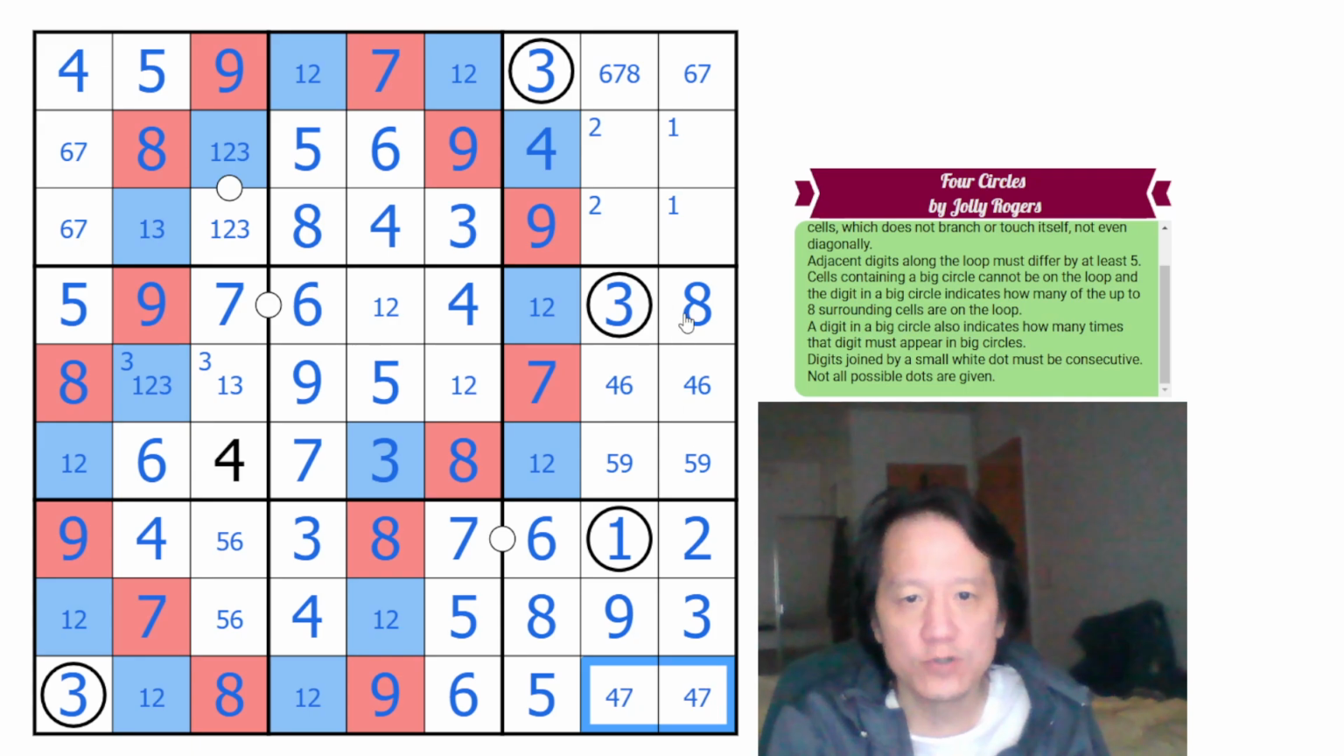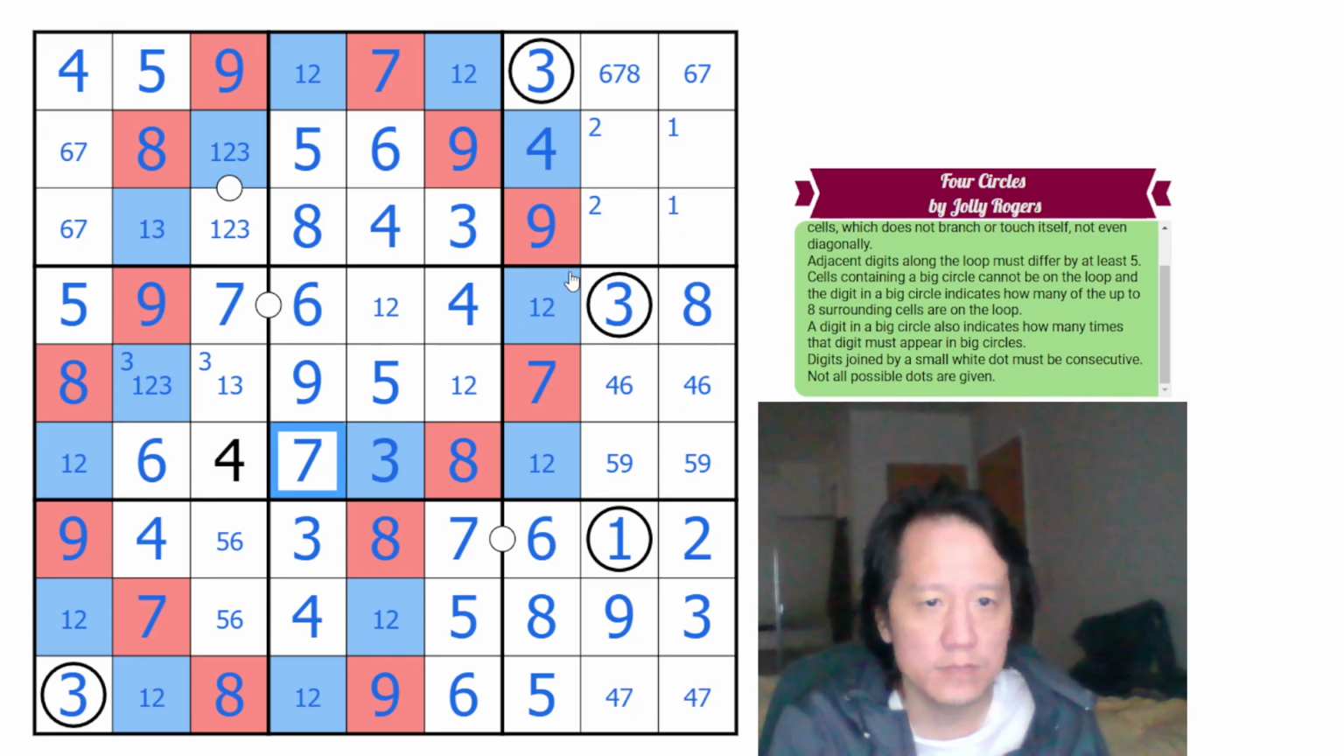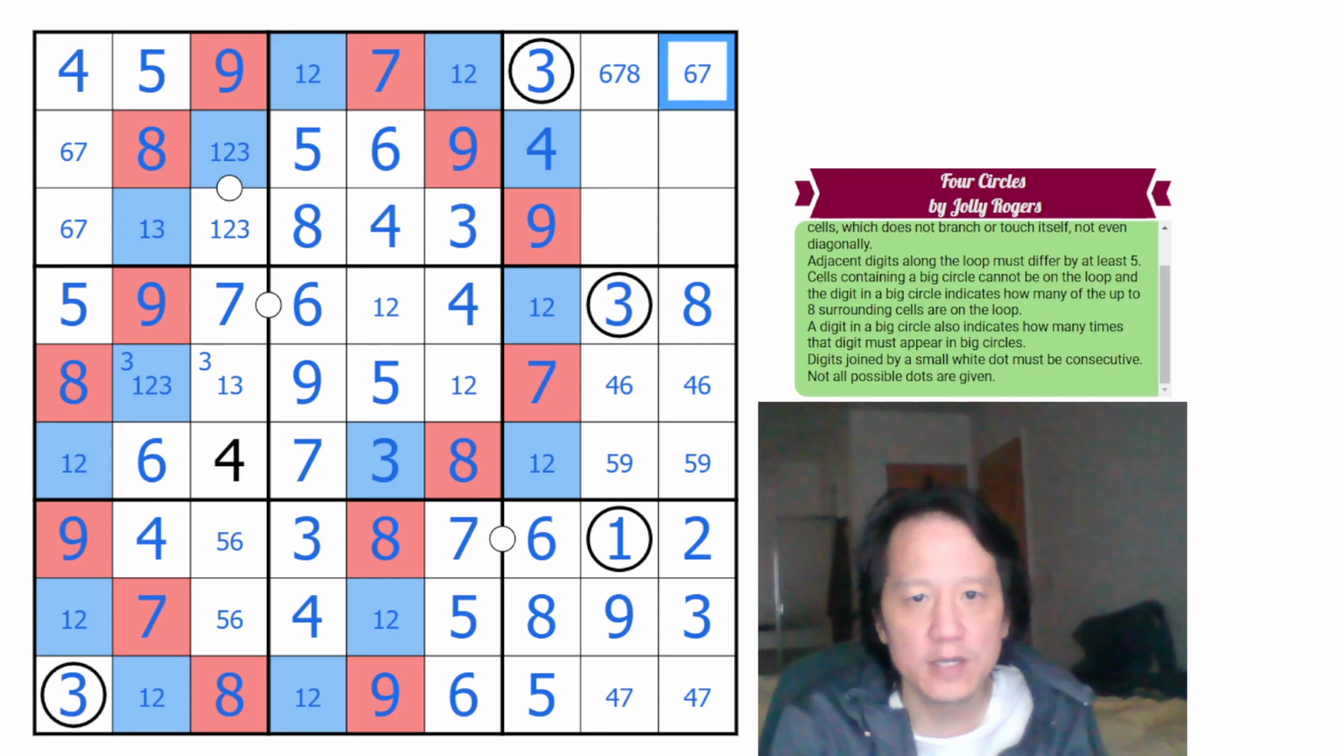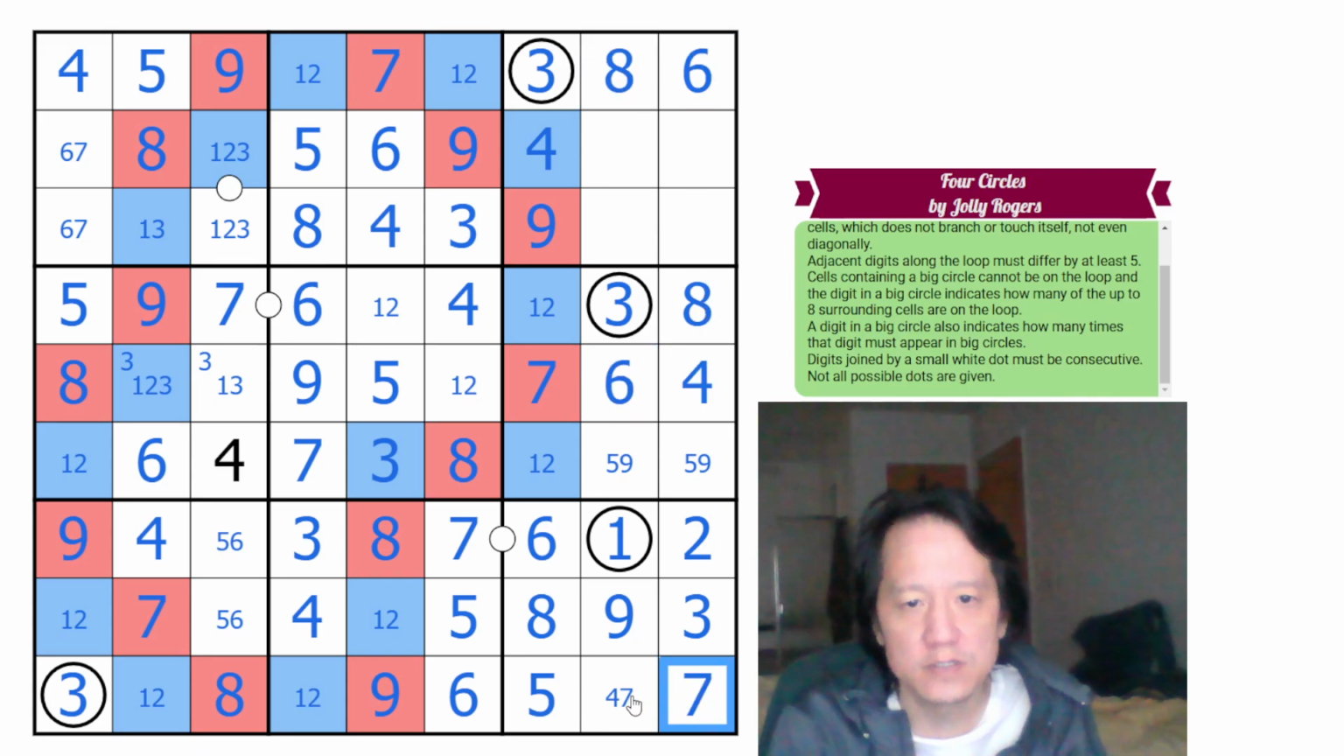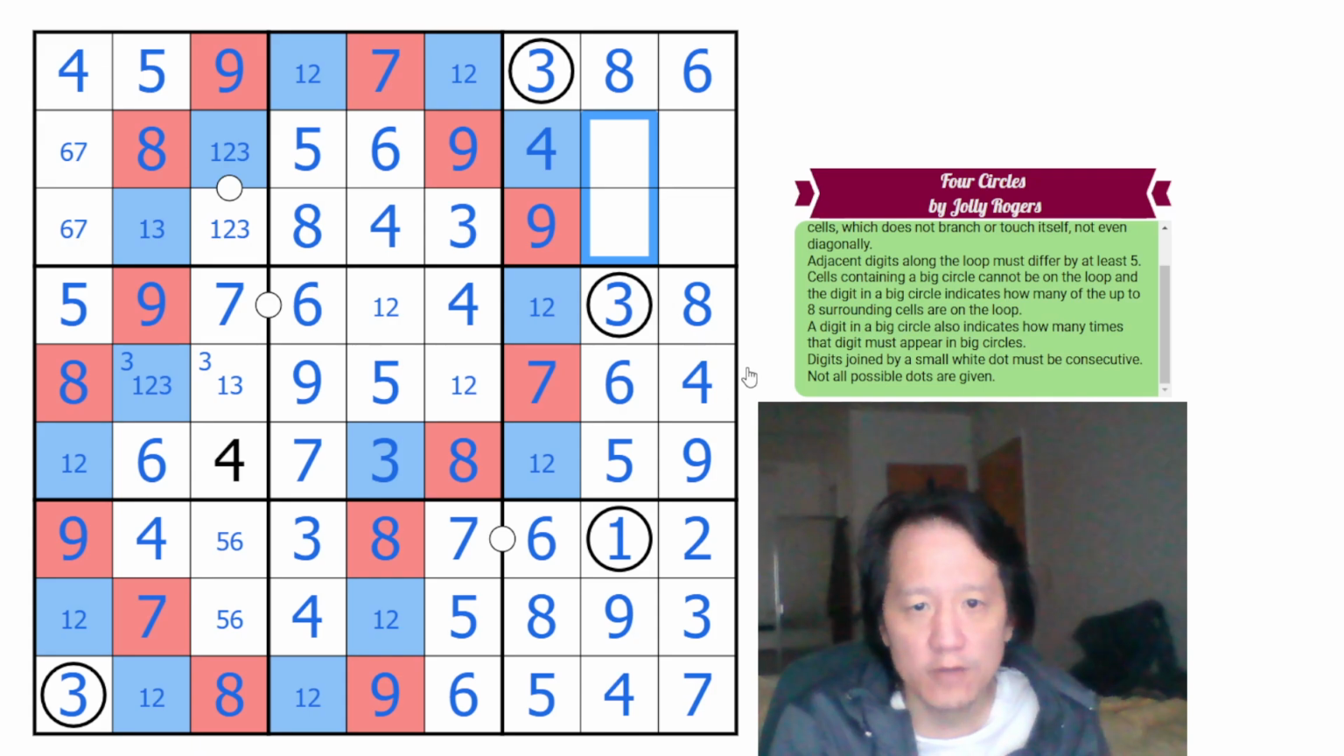4, 7, 4, 7. So, this could be 2 with no 8. So this can't be 8. This can't be 7. This is 6. This is 8. This is 4. This is 6. This is 7. This is 4. This can't be 9, so this is 5. This is 9. We have 2 and 7 here.